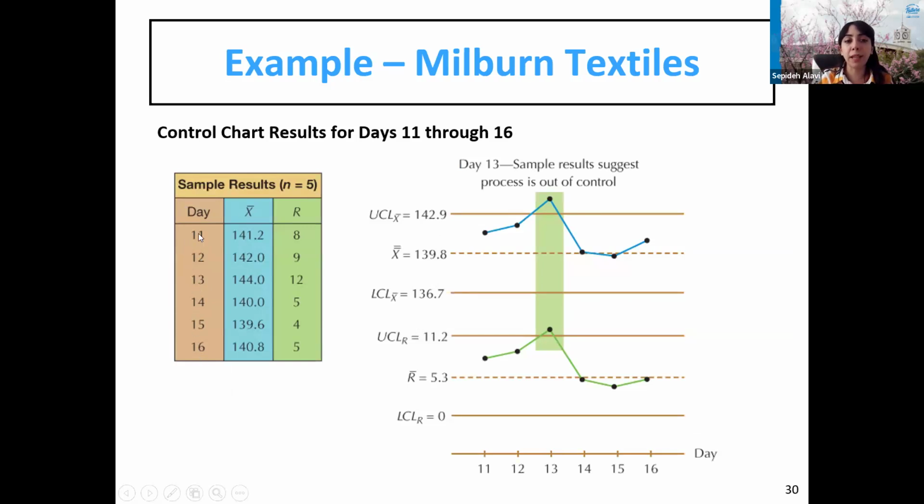For example, in day 11, they again collect a sample. They record the sample average. They also record the range for that sample. They perform the same for the other future days. They record their average, X bar, and also their range. And now they can make their control chart.